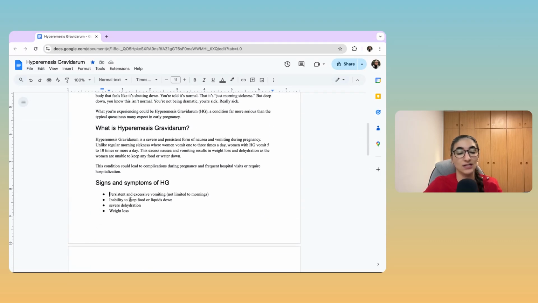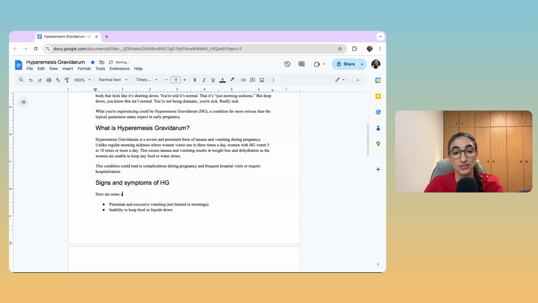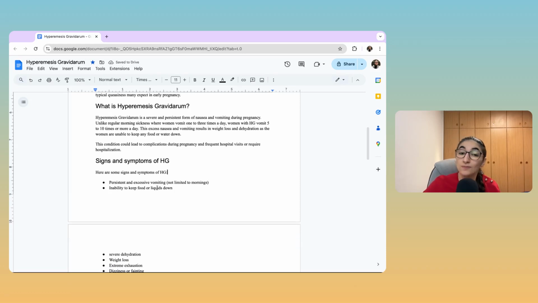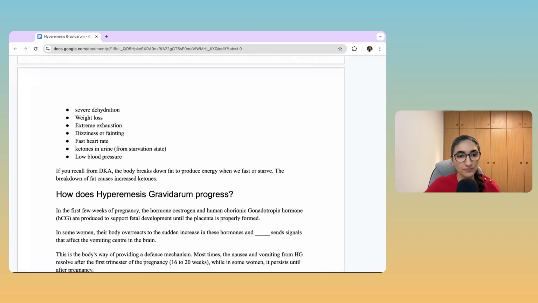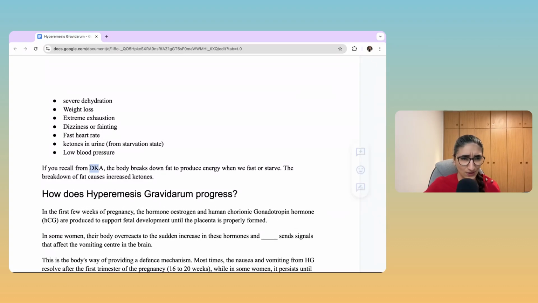So similarly under this one, here are some signs and symptoms of HG. And so that kind of confirms that what's underneath the heading is actually what you're looking at. There was one thing here as well, DKA. I'm not sure what this is. So this needs to be defined, and then DKA needs to be in brackets.